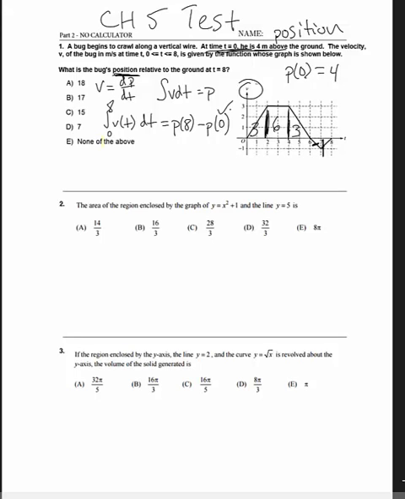Then we add those up. 3 plus 6 is 9, plus 3 is 12, minus 1 is 11. So we get 11 is equal to the position at 8 minus 4, right, our initial condition, add over, and we get 15. So that was a net change problem.